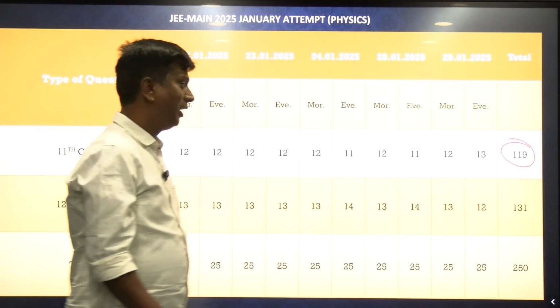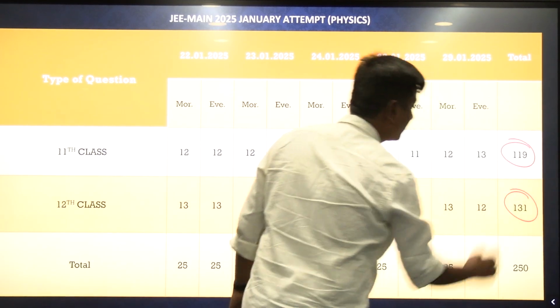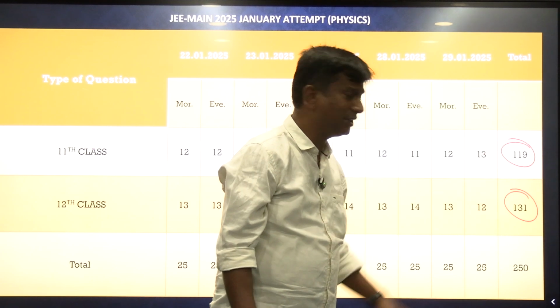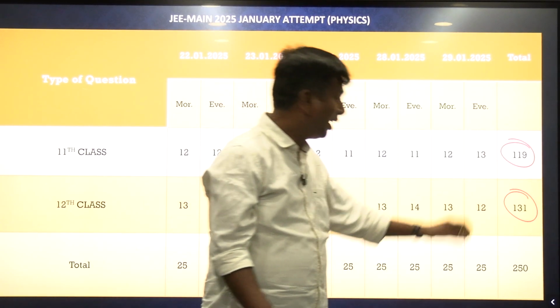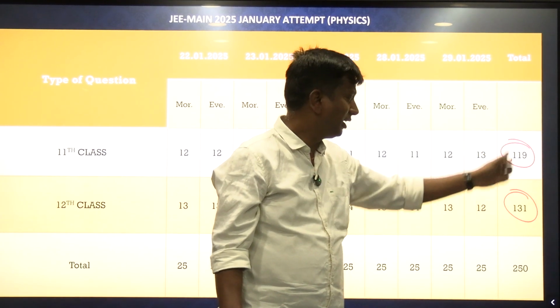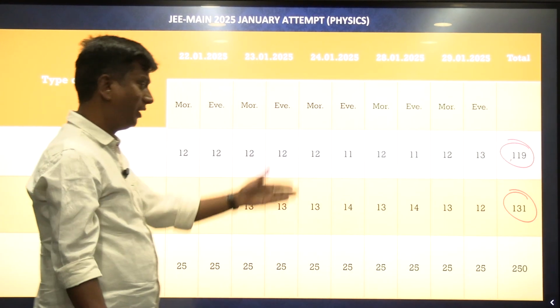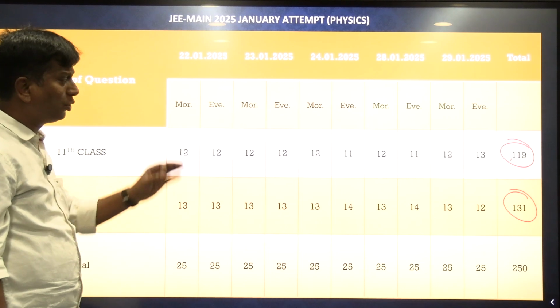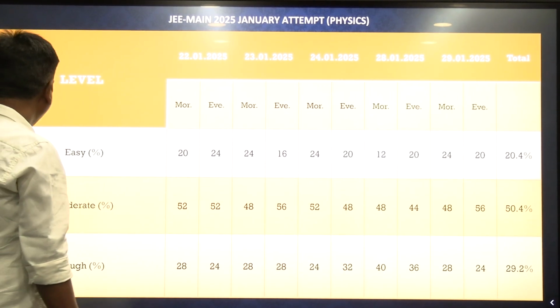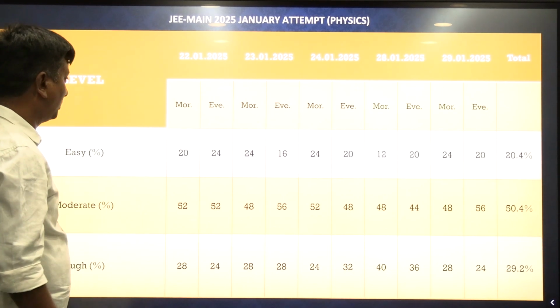inter first year, and in the inter second year, right? Yes, more or less here 119 questions and 131 questions, averaging around 12 questions in each paper from the first year, 11th class, and 13 questions from the second year. That's every year, almost they'll follow the same, right? Next, coming to the leveling of the questions.